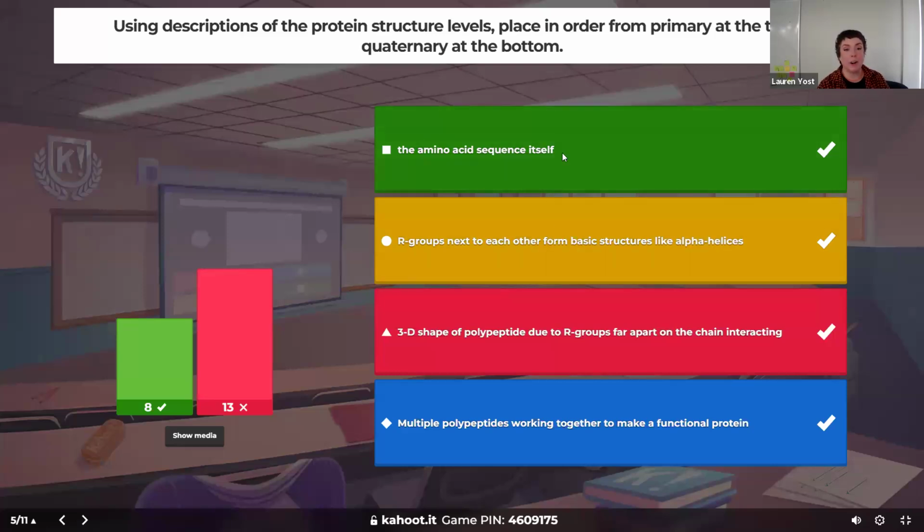Anyways, so top, primary, amino acid sequence itself. Second, the R groups next to each other. So those things that make the different amino acids, those R groups next to each other make the alpha helices and beta sheets. Third, the tertiary shape, that's going to be due to R groups far apart, but we're still in the same ribbon, right? And then bring multiple polypeptides or multiple ribbons together to make functional units. That is our quaternary. All right, so that's where we got. 8 of you got it right and 13 of you got it wrong.